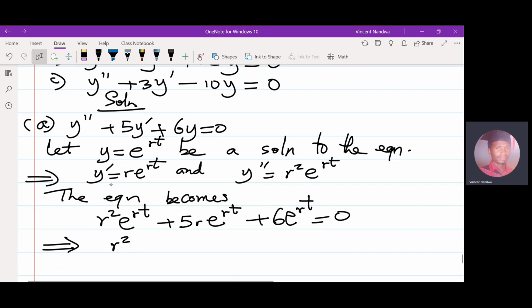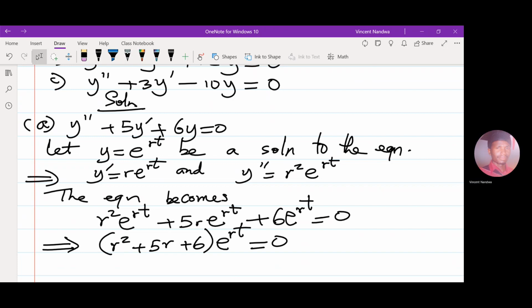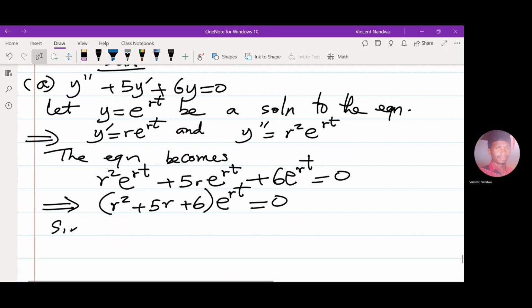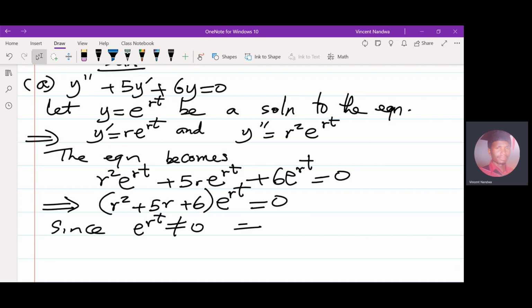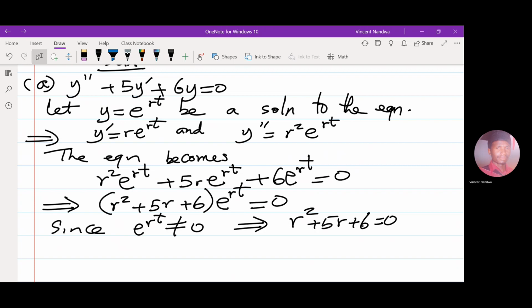So we'll have r squared plus 5r plus 6, times e raised power rt, equals 0. And since an exponential function can never be 0, that means r squared plus 5r plus 6 is what gives you 0. So this is what we call the characteristic equation.